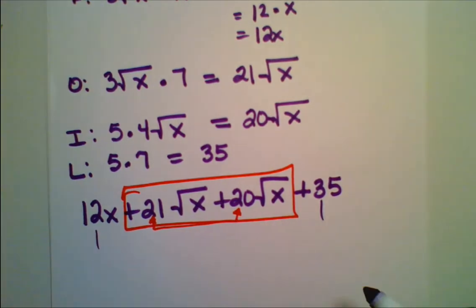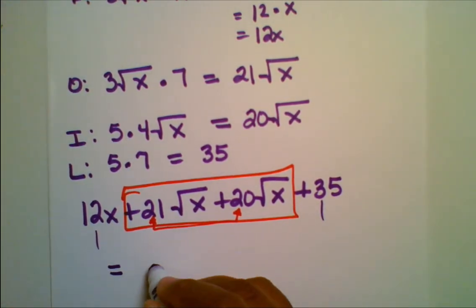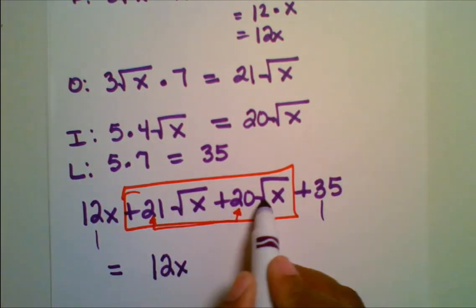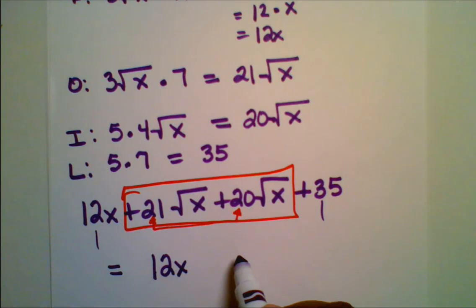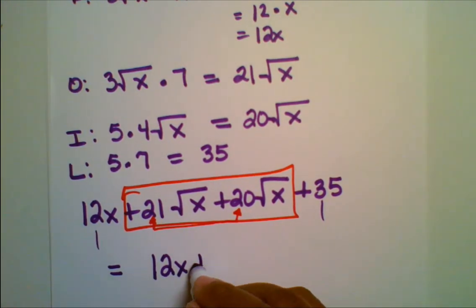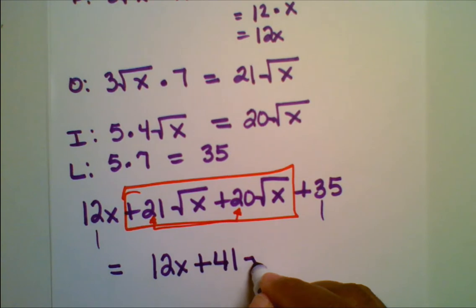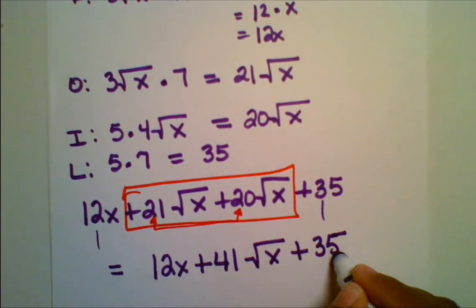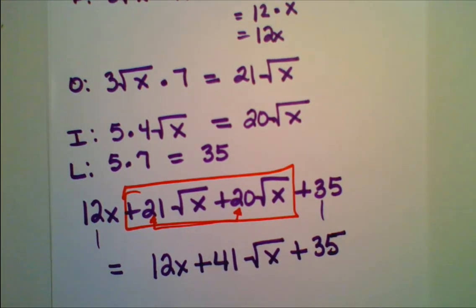Bring those down. So our answer is 12x, and then we have 21 plus 20 square root of x, the like radicals. That would give us plus 41 square root of x, and then plus 35. That is our solution. We don't have any like terms. This x that's next to the 12 is not the same thing as the square root of x, the radical. They are not like terms. So we are finished.